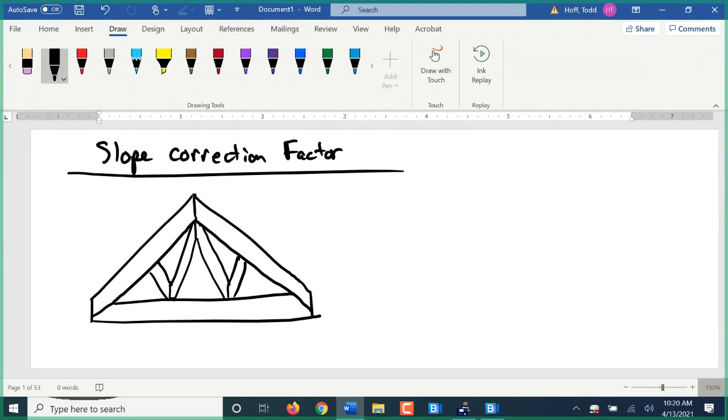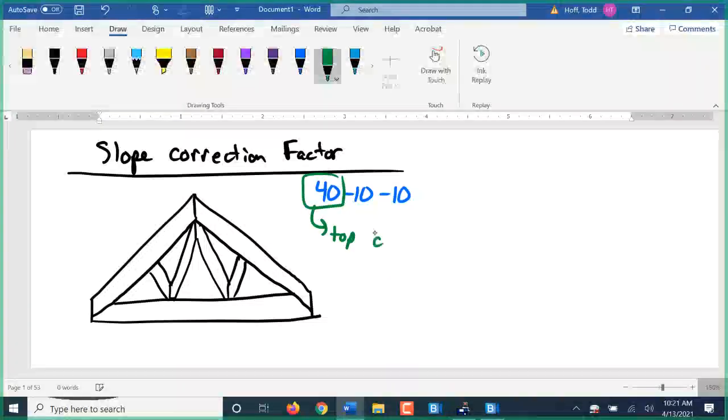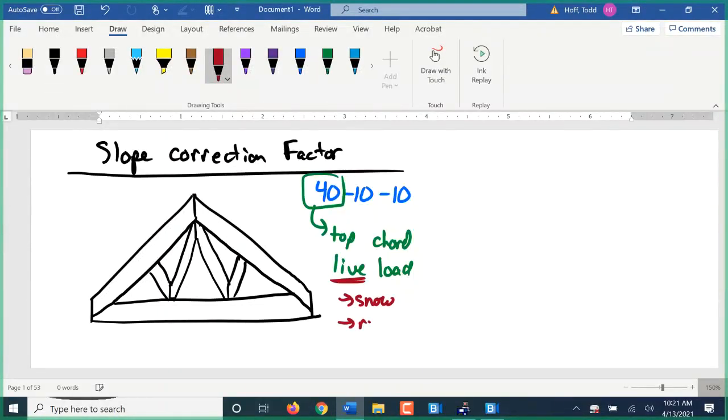The loading of a truss. Most trusses are either a 47-10 or 40-10 loading. What this is: the 40 is top chord live load. Live, the term live means a load that is not always there. So that means it could be snow, rain, wind. Wind can push down on a roof.